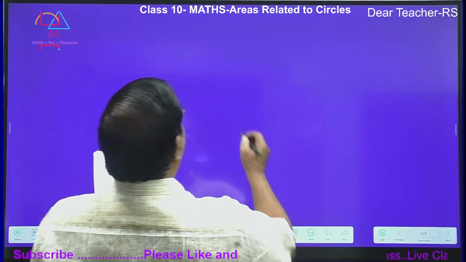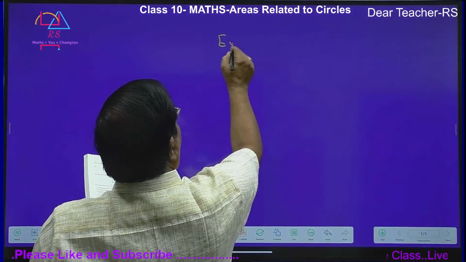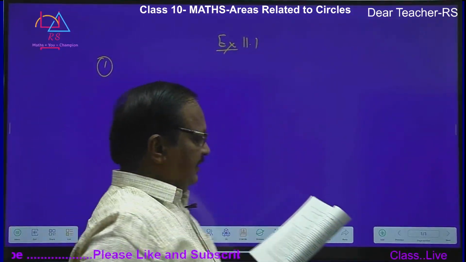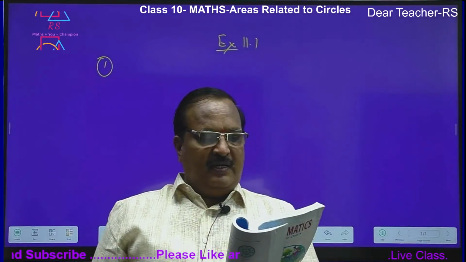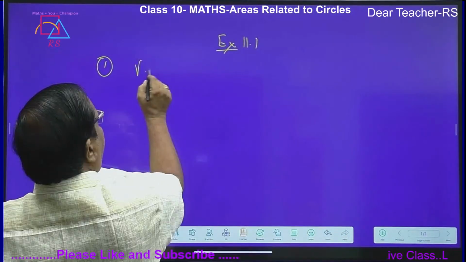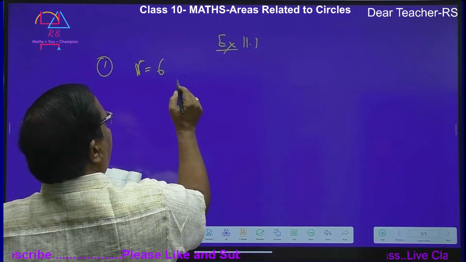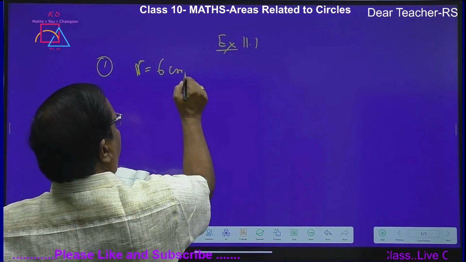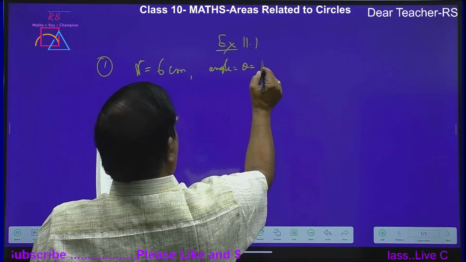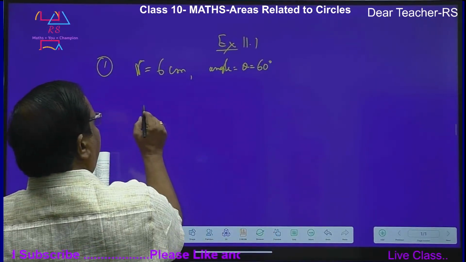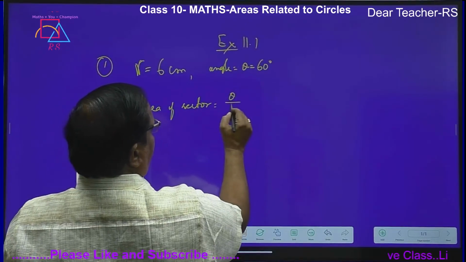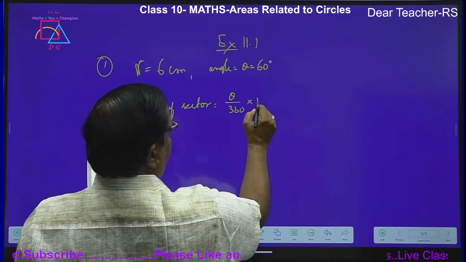Let us do exercise 11.1, question number 1. Find the area of the sector of a circle with radius 6 centimeters. Radius is equal to 6 centimeters and angle theta is equal to 60 degrees. So find the area of the sector. Area of the sector formula: theta by 360 into pi r square.